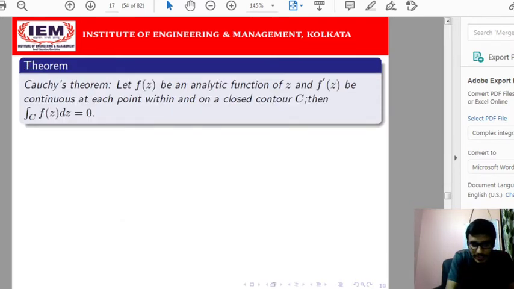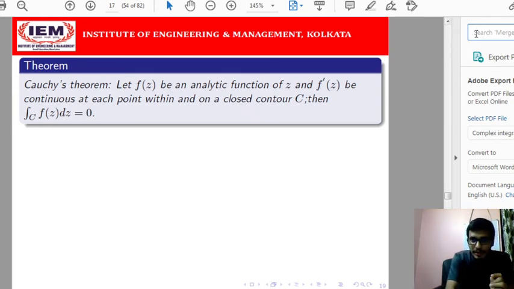Then I'll discuss the Cauchy integral theorem, or Cauchy's theorem. Cauchy's theorem is very important for evaluating different integrals whenever we consider complex integration. What is the statement? As per the statement of Cauchy's theorem, the integrand f(z) given to us is an analytic function of z, and its derivative is continuous at each and every point inside and on that closed contour.